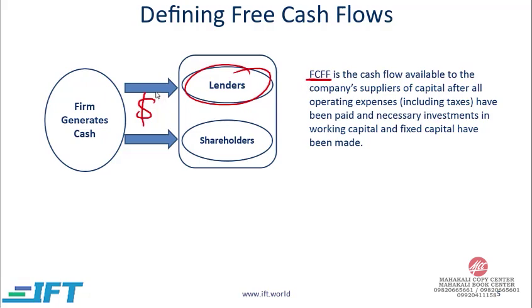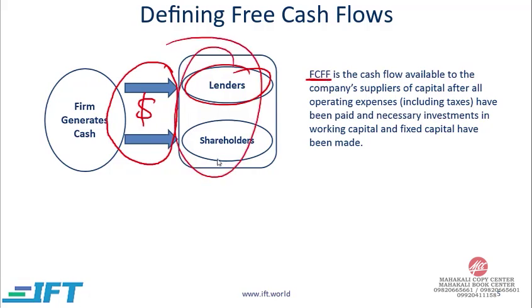Free cash flow to firm is this entire money that is available to all suppliers of capital. And this is the money available after taxes are paid. So that is free cash flow to firm. Simplistically here you can think of the firm as the lenders and the shareholders.